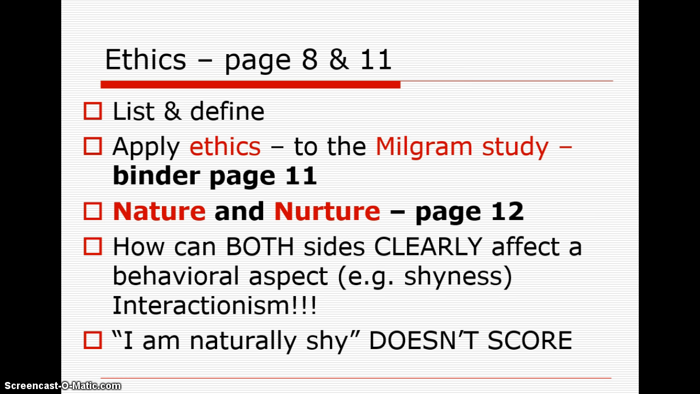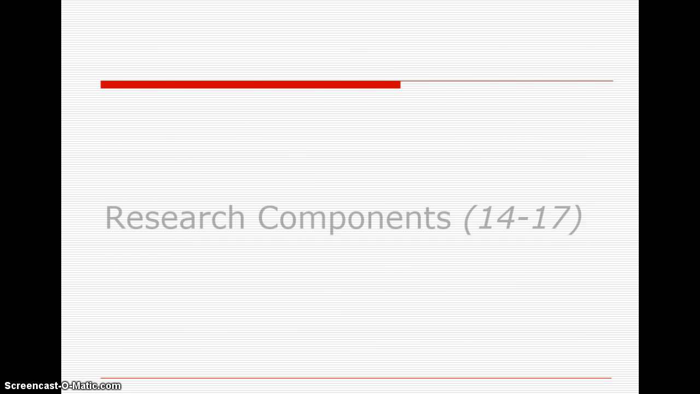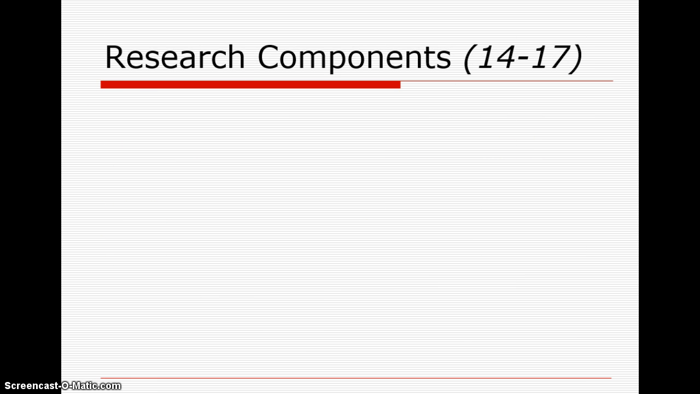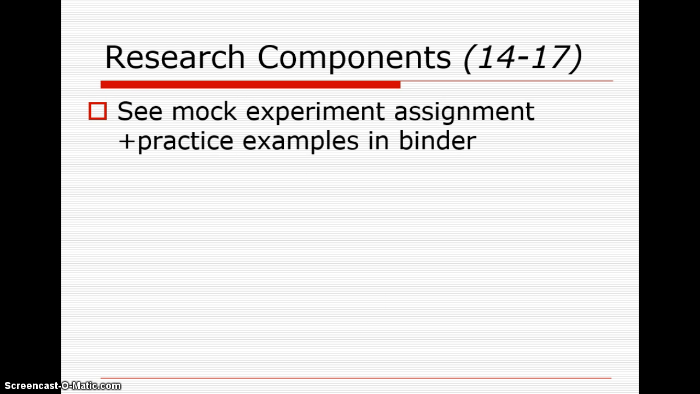You didn't tell me what naturally means, so make sure that you don't use that. Research components, hypotheses and variables and all that good stuff. You did a mock experiment, so make sure you go back and you look at that. There's examples in your binder, and also I think it's page 23. I'm not sure if that's the right page, but you've got the directions for that mock research assignment that would be good to go back and add.